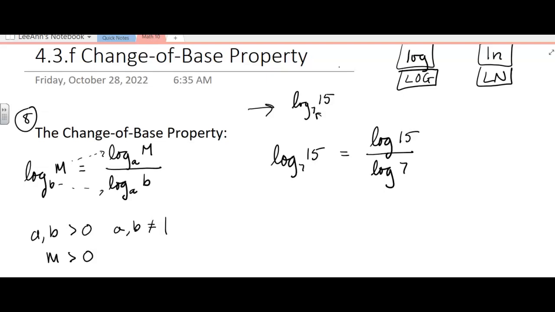All right. A natural log, it's the same thing. I could have written it as the natural log of 15 over the natural log of 7, and I would get the exact same answer. You get to choose whatever base you want. If you had a button on your calculator that was log base 3, you could have made them log base 3 of 15 over log base 3 of 7. But most calculators have just a log button and a natural log button, common log and natural log.